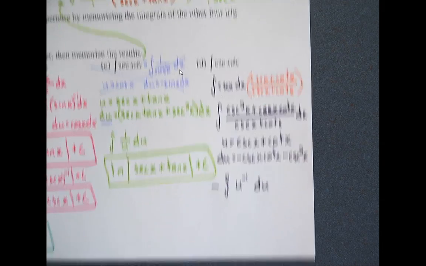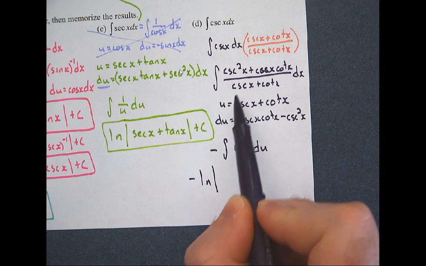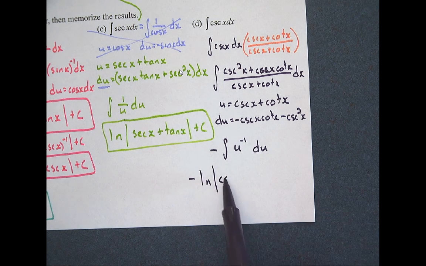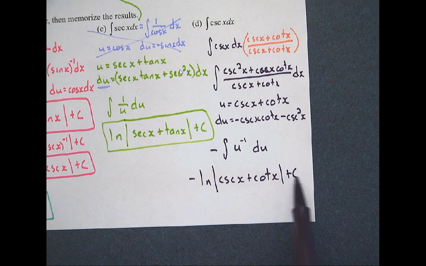This time I decided to write it as u to the -1. To remind myself, add 1 to the exponent, I get 0. Try to divide by 0, I have a problem. So that's my reminder that I'm going to have a natural log absolute of my u, which is cosecant x plus cotangent of x, plus c.